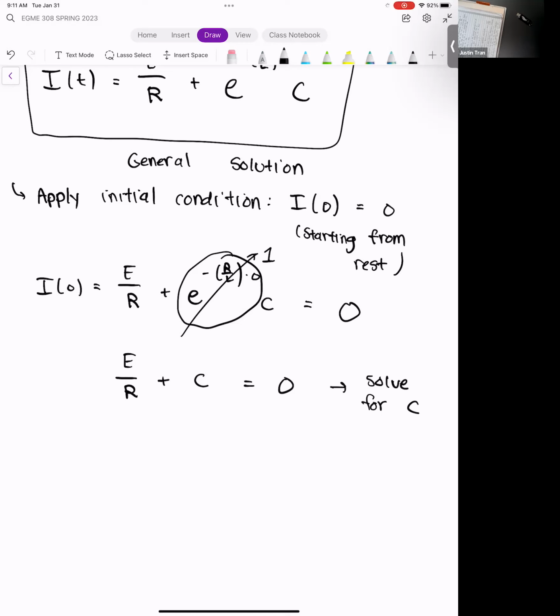And so at this point, we have this simple algebraic equation, and we can just solve it for C.